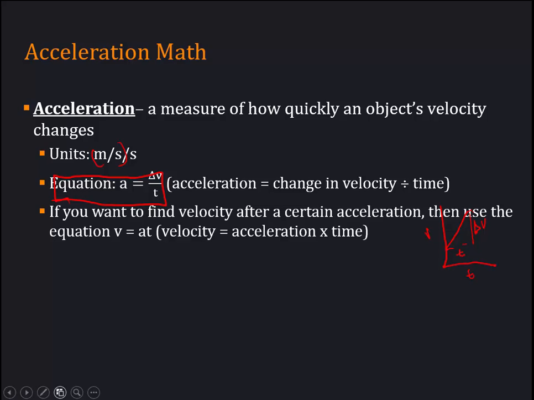If we need to find the velocity after a certain acceleration, then all we have to do is rearrange this equation. If we have acceleration equals change in velocity over time, then all we have to do is multiply both sides by time. That cancels this side, and we get the change in velocity is equal to acceleration times time. Now, if we assume that the initial velocity was 0, or it wasn't moving to begin with, then we just have velocity over here.